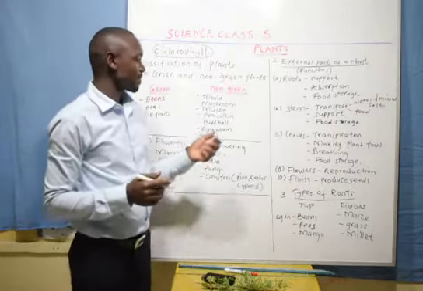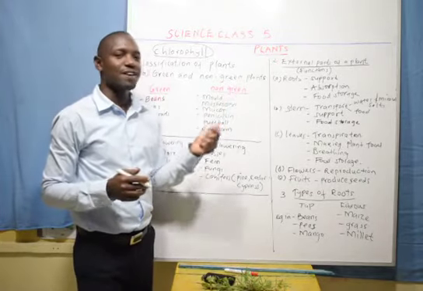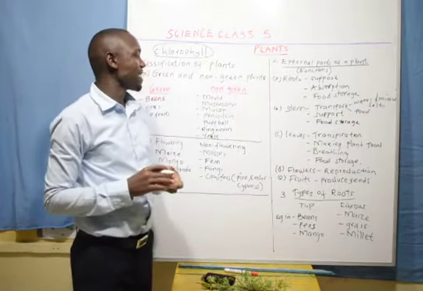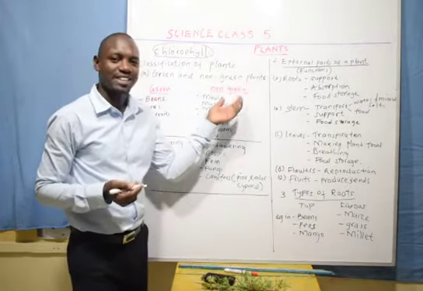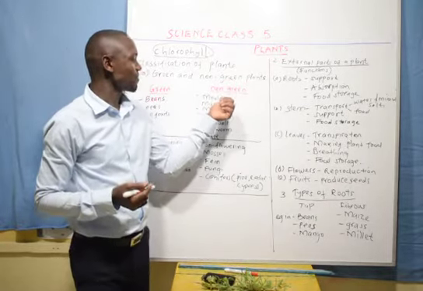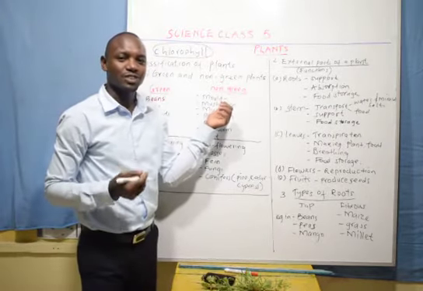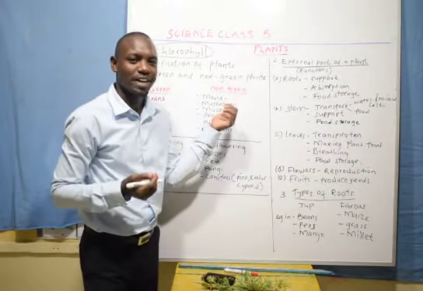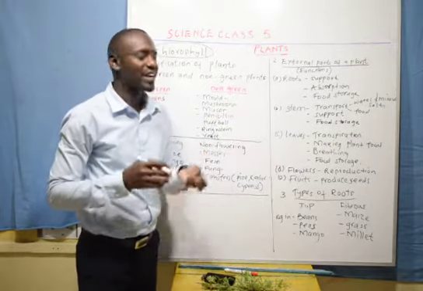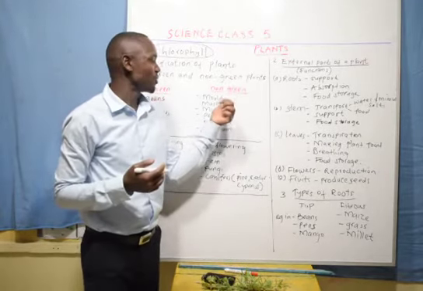Non-green plants are grouped into two. We have bacteria and fungi. They are either bacteria or fungi. Examples of fungi, we have the mold. Mold is found in moist leftovers of foods like moist bread. When you leave a piece of bread somewhere, the mold will grow on it.